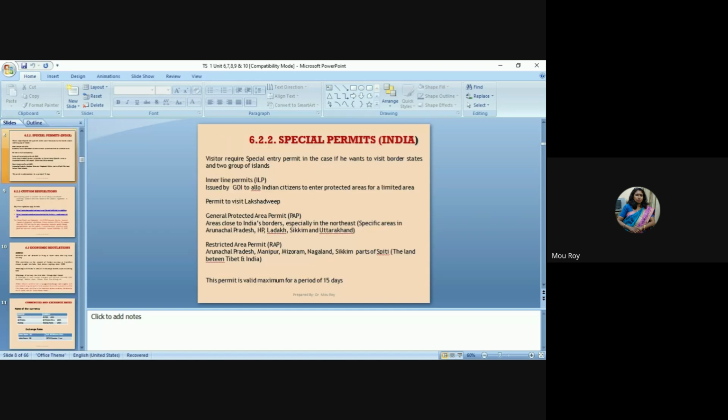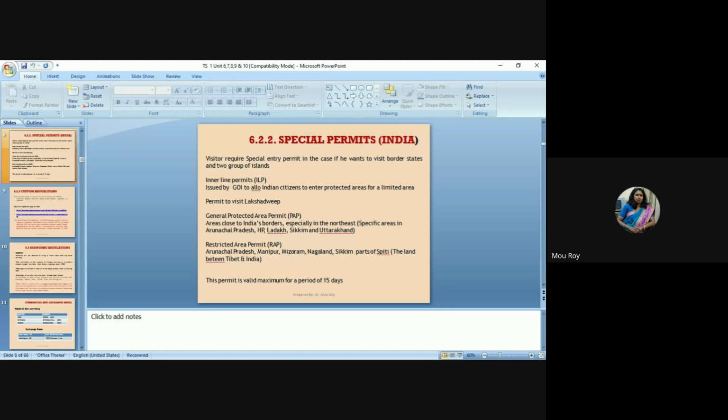Yes, now this is very important. Sometimes you require special permits, like those required in India. Like there is something called ILP. The full form of ILP is inner line permits. These permits are basically issued by the Government of India to allow Indian citizens to enter protected areas for a limited period. So that is known as inner line permits, like a permit to visit Lakshadweep, so that can be ILP. Then there's the protected area permit, known as PAP, for areas closer to India's borders, especially in the northeast.